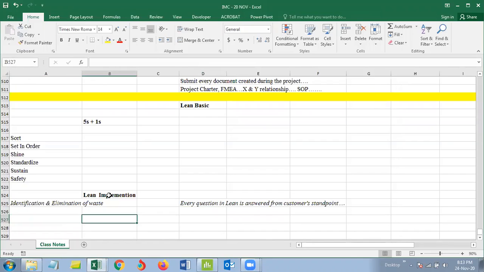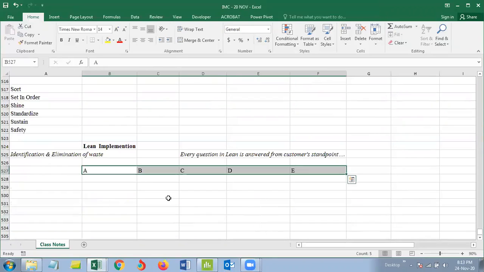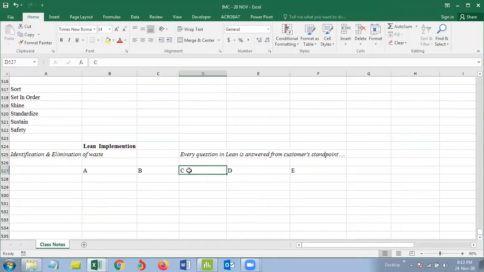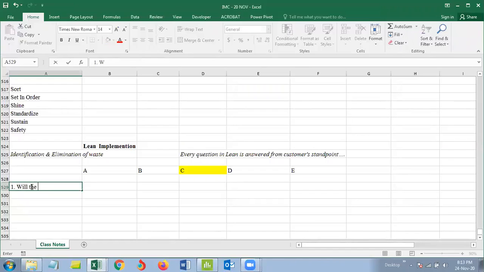So first, let's have a basic understanding. Take a basic process, A, B, C, D, E. My process starts here, my process ends here. Now, I would like to implement lean in this process. Say I'm critically examining step C. I want to understand whether this is a waste or not. Bottom line, I will ask my first question here: will the customer be willing to pay for this activity?